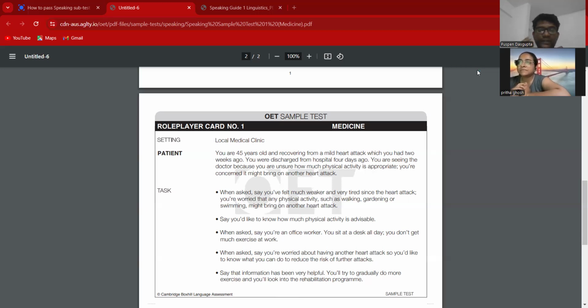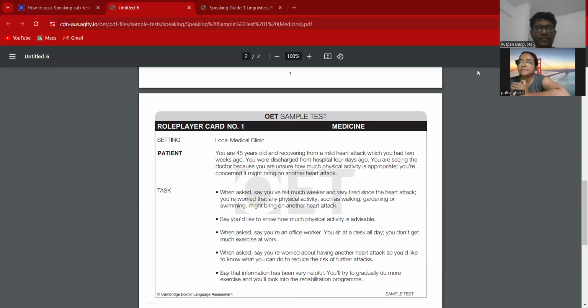And then there are specific questions that you want to ask, and there is specific guidance that the doctor has to provide. So the corresponding tasks are available with the candidate also. What the person is supposed to ask and the appropriate response, all of that is provided in a bullet-wise fashion, and you have to speak accordingly.